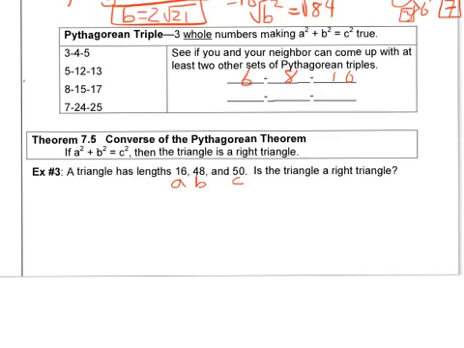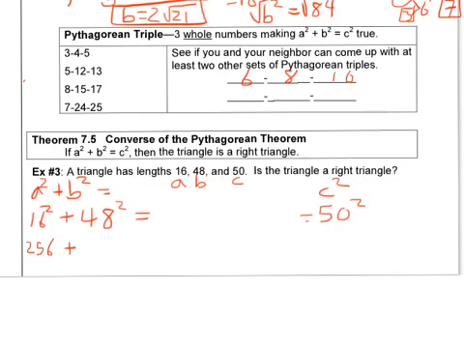Okay, so what we're going to do is we're going to say, hey, does A squared plus B squared equal the same thing as C squared over here? Well, let's fill it in. So we got 16 squared plus 48 squared. So we're going to figure out what that equals. And 50 squared. Figure out what that equals. And 16 squared is 256. And 48 squared, I don't know that off the top of my head, so I'm going to put it in the calculator.